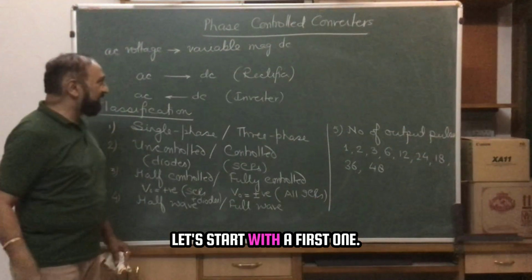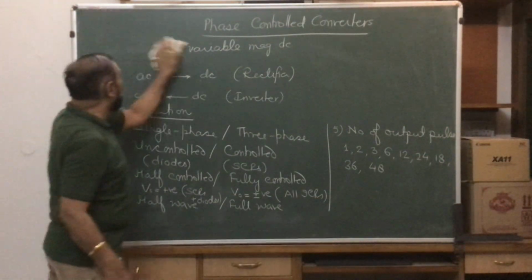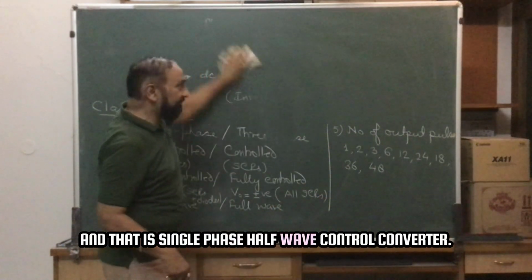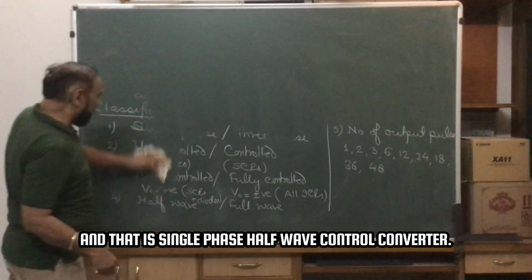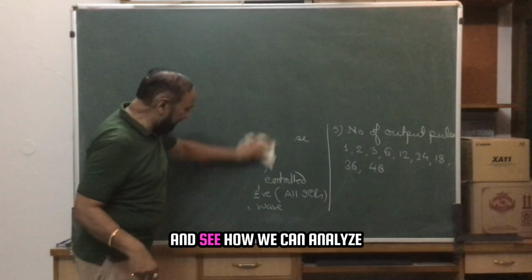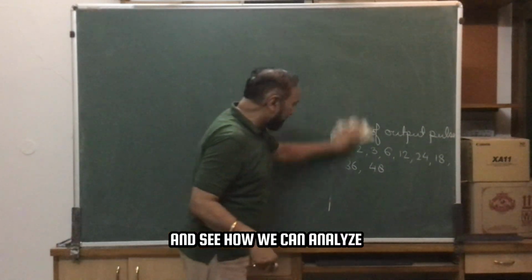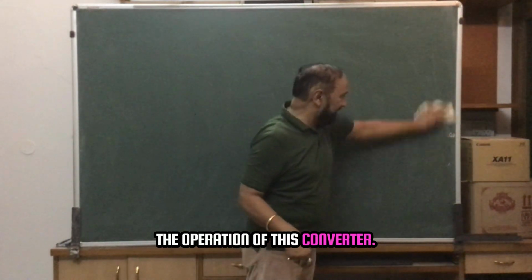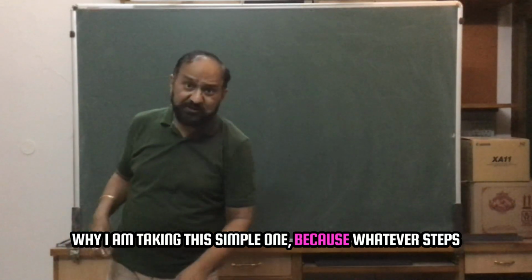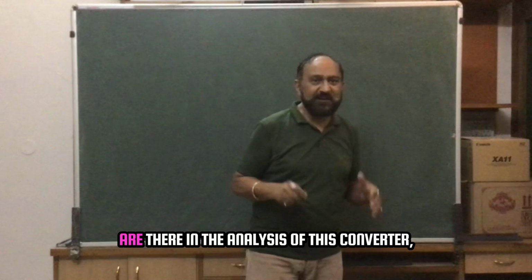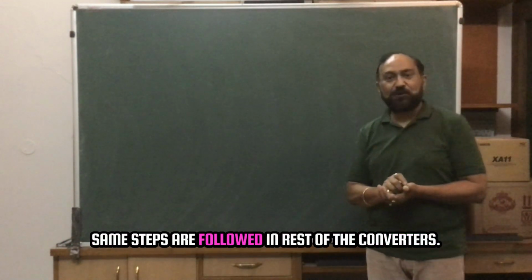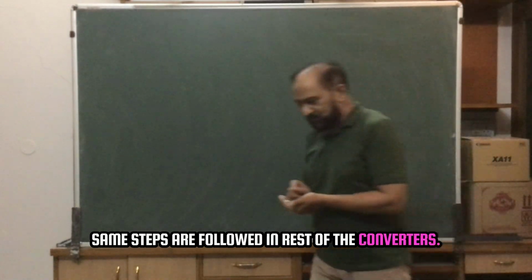Let's start with the first one, and that is the single phase half wave controlled converter, and see how we can analyze the operation of this converter. Why am I taking this simple one? Because whatever steps are there in the analysis of this converter, the same steps are followed in the rest of the converters.